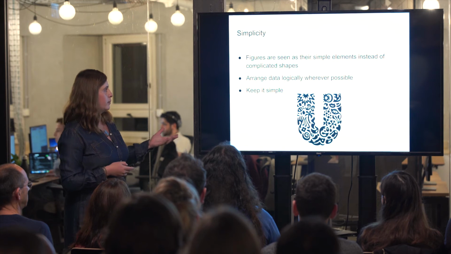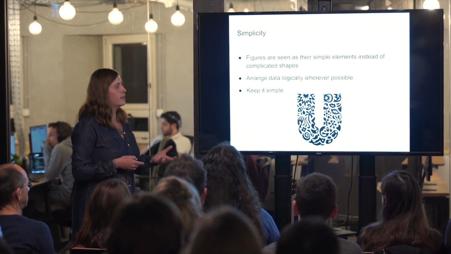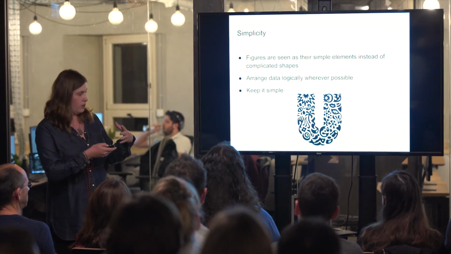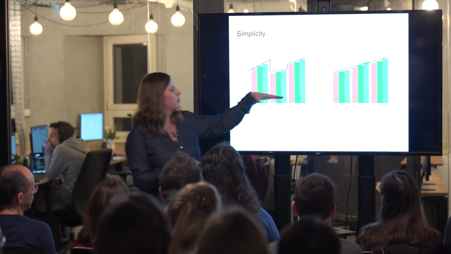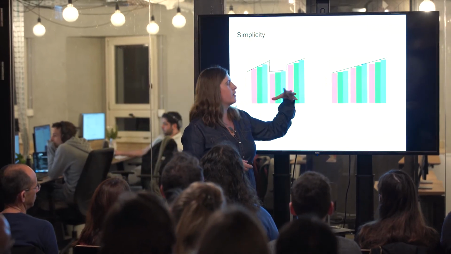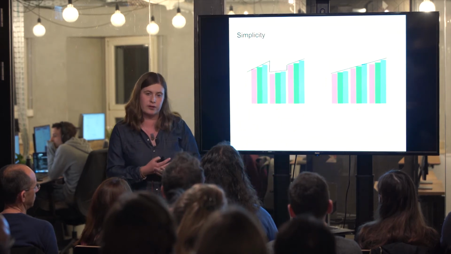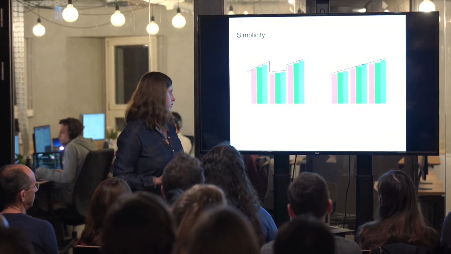So what does it mean for us when we are making data visualizations? That we need to arrange data logically whenever possible. For example, if you can arrange your data in the easiest way, do that. If you can rearrange your data so there will be the simplest shape, then do that.